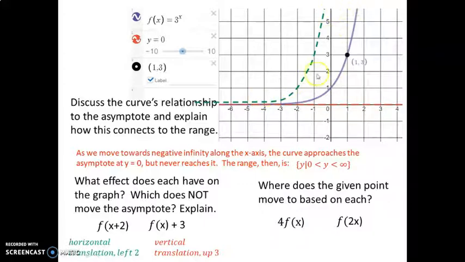It would move like this. So it moved from here, left 2 units over here. And if that graph moved left to right, the asymptote just remains where it is. The asymptote also moves left to right. It just slides along where it is, so it doesn't change.